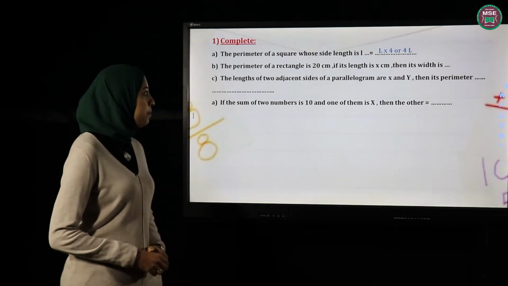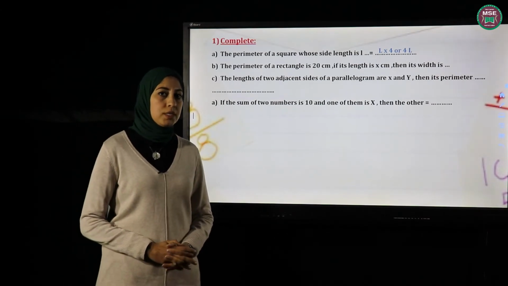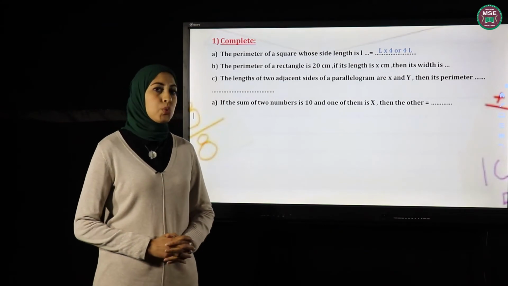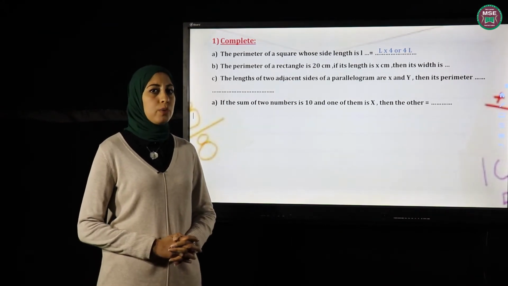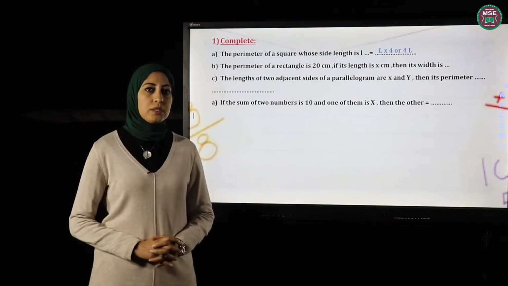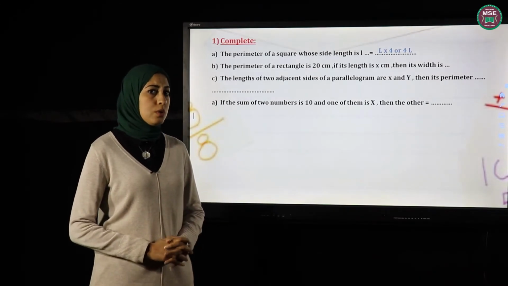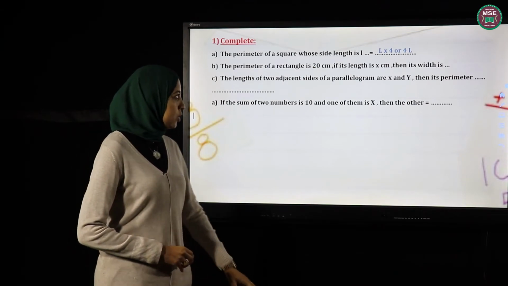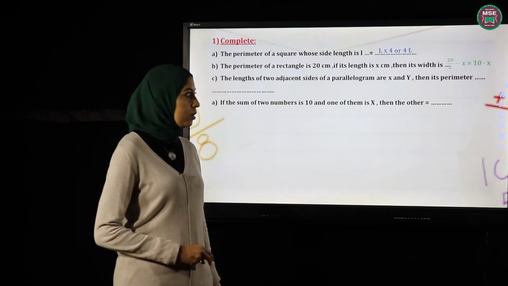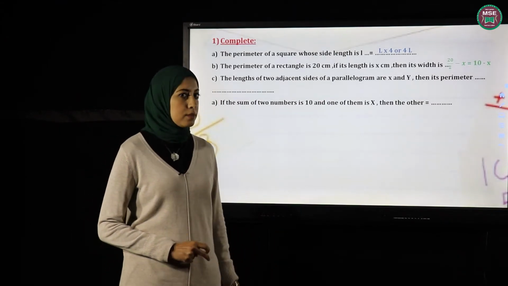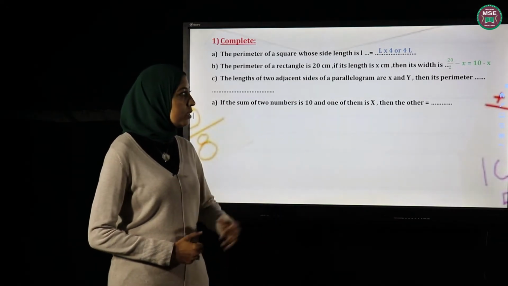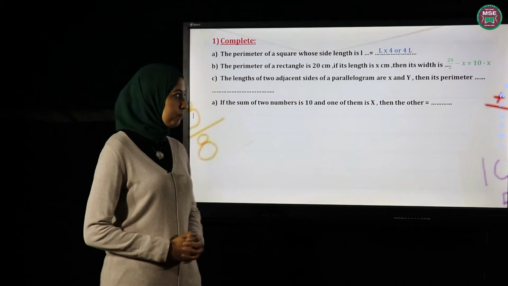Number B, the perimeter of a rectangle is 20 centimeter. If its length is x, then its width will be what? What is the rule of the width? Width of the rectangle, let's remember together. Yes, the width equals perimeter divided by 2 minus length. So I will write the perimeter here, 20 over 2 minus the length, which is x. 20 over 2 means 20 divided by 2 equals 10 minus x.